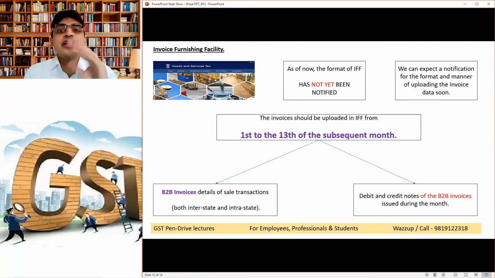Clear? So this was the update for all of you. Whosoever has clients who are filing quarterly GSTR1, you can use this facility.